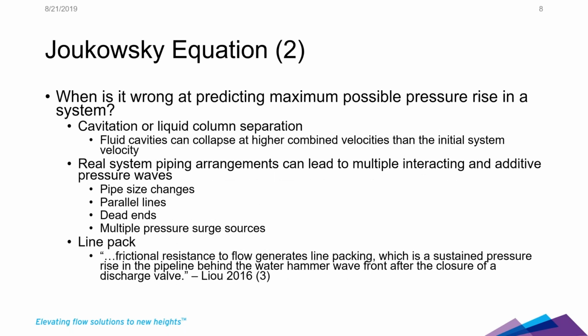Oftentimes where it's wrong at predicting maximum possible pressure rise in a system is in the presence of cavitation or liquid column separation. Fluid cavities, when they form and then collapse again, can collapse at higher combined velocities than the initial system velocity. When those two velocities meet at that one instant, you can still use the Joukowsky equation for a single node and a single velocity change to predict what your pressure spike is from cavitation collapse. You have to use software to be able to do that.